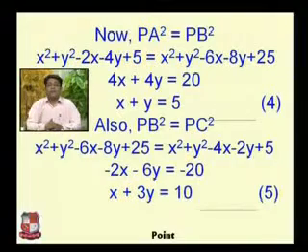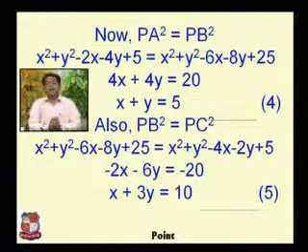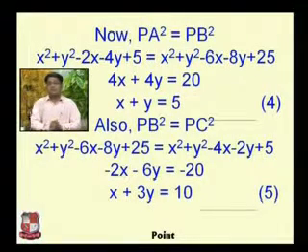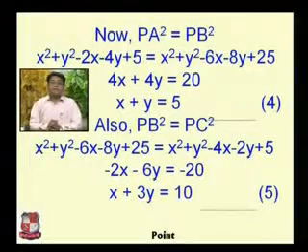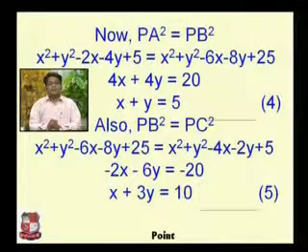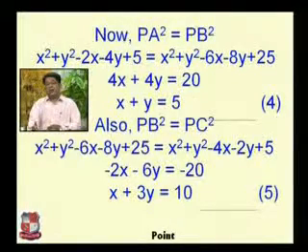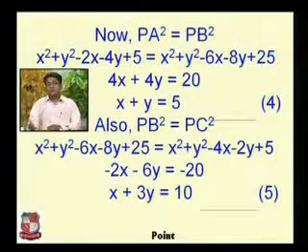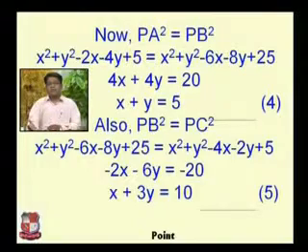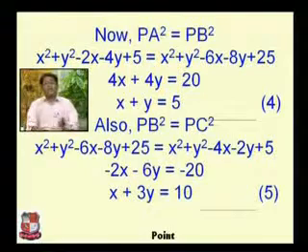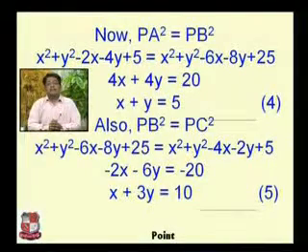So minus 6x and minus 4x: the minus 4x goes from the right hand side to the left hand side. So we get minus 6x plus 4x, minus 2x. Again minus 2y goes to the left hand side, so we get minus 8y plus 2y, minus 6y. And plus 25 goes to the right hand side, so we get 5 minus 25, minus 20. So finally we have minus 2x minus 6y is equivalent to minus 20.